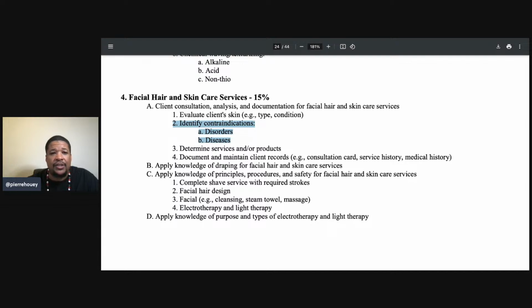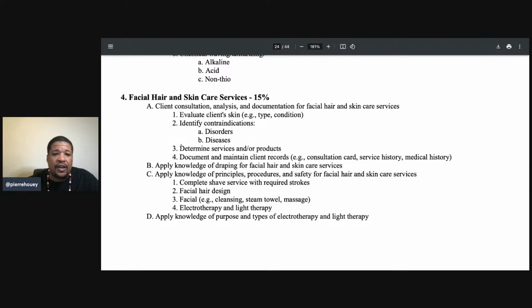If you got ringworm, contraindication. Anything that makes you say, all right, look, I'm not going to do this service, that's a contraindication. Don't be fooled by the big words. So number two, identify contraindications, disorders, and diseases.